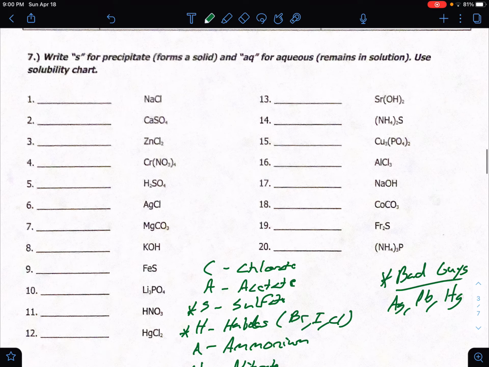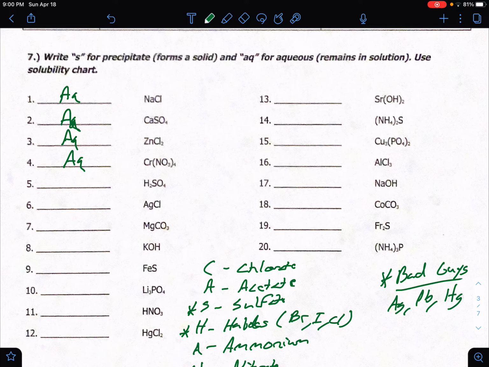Sodium is in group 1. Chlorine is a halide, so both of them are on that list, so this would definitely be aqueous. Calcium is in group 2, so that's not on there, but sulfate is on there, so this is aqueous. Zinc is not on my list. Chlorine is, though. It's a halide, so this is aqueous. Chromium is not on my list, but nitrate is, and chromium's not a bad guy or anything like that, so this is aqueous.